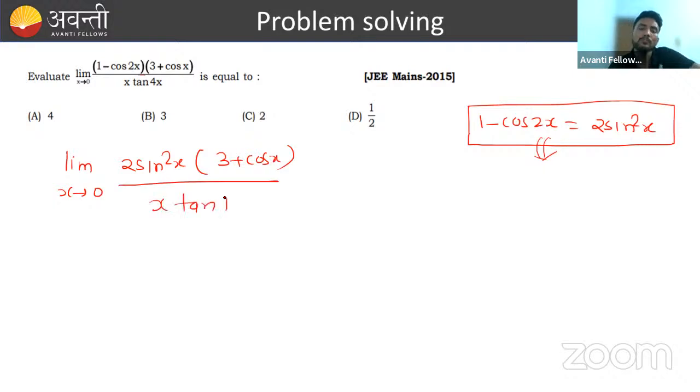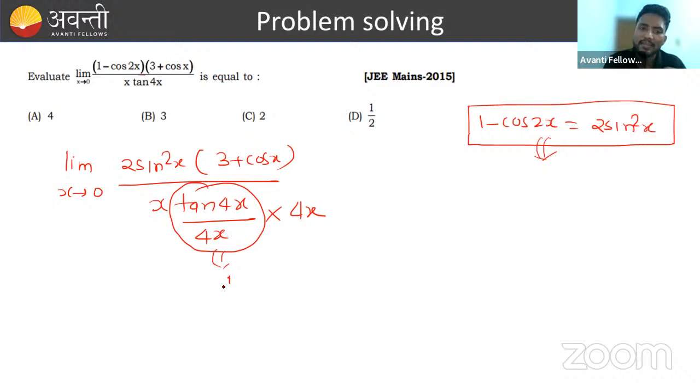And you also know that we have to create one thing. That this is 4x now. I can write it like this, 4x into 4x. Why are we writing this? Because I can make it 1. That scene we have already seen in the previous class.